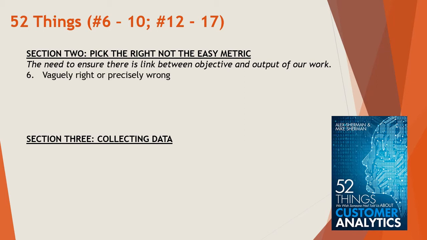So number 6 is to be vaguely right or precisely wrong. And the subtitle is Measure What Matters, Not What's Easy to Report. Here they use a great example about advertising and how they used to look at recall versus purchasing. Whether someone remembers a commercial well or not doesn't necessarily mean that they are going to purchase the product. The important thing here is to search for measures that link to your impact, that link specifically to the objective that you're after. If you're trying to sell something, how do you figure out if someone's going to buy something? Okay.